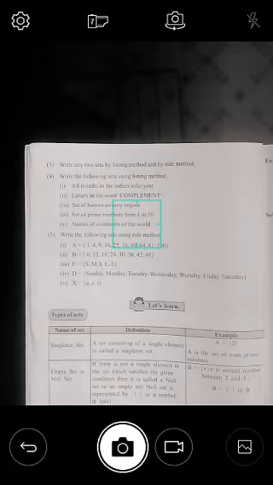The next is a set of human sensory organs. So we know the human sensory organs, that is nose, eyes, ears, tongue and skin. So we can write it in the form of a set.